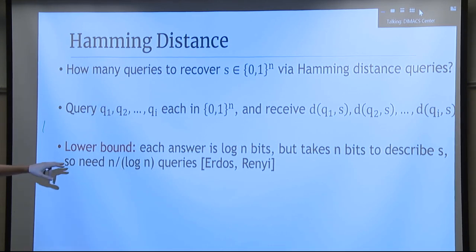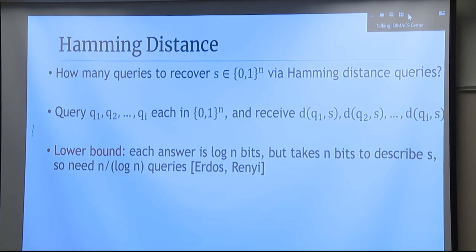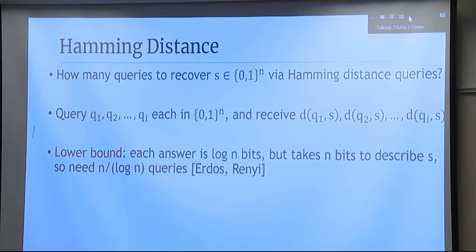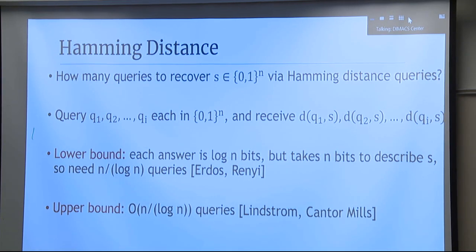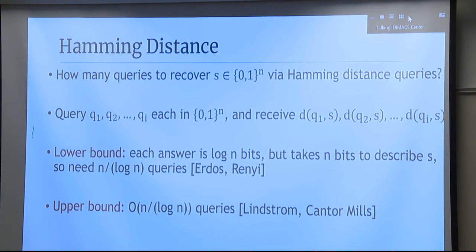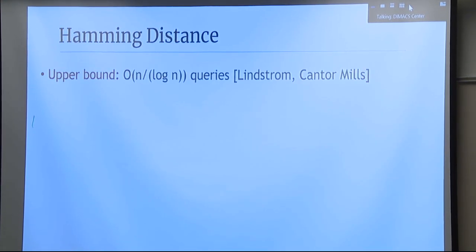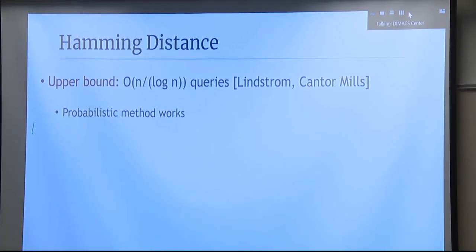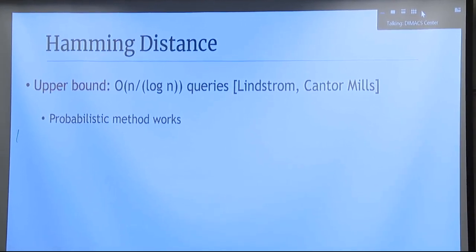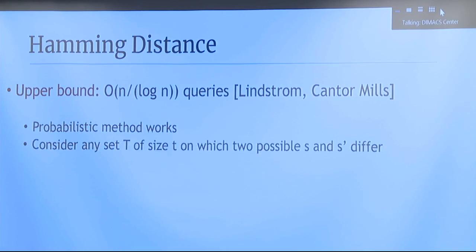And the constant here has been worked out in the discrete math literature. I think it might be 2, if I'm right, by Erdős and Rényi. And there's an upper bound of order n over log n queries. There are a number of upper bounds. Let me just give you a very simple one based on the probabilistic method. So this is non-adaptive. And the probabilistic method here just works. So you just choose order n over log n random points in the hypercube. And you just do the calculation.